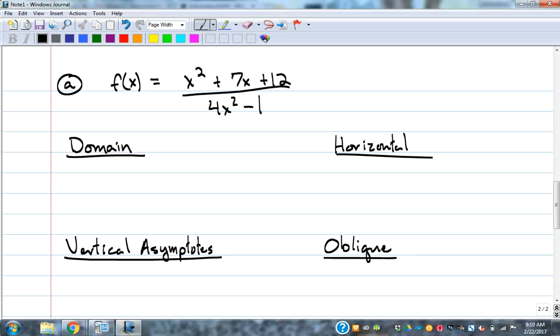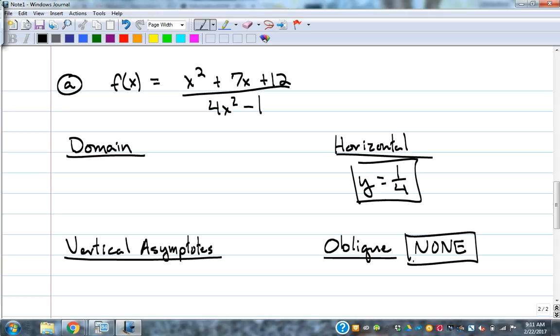So we're going to have a horizontal one where? At 1 over 4. The degrees are the same, so it's the ratio of the leading coefficients. So it's 1 over 4. So we have a horizontal at y equals 1/4. And if we have a horizontal, we don't have an oblique, so we just would say none. I usually just write none there.